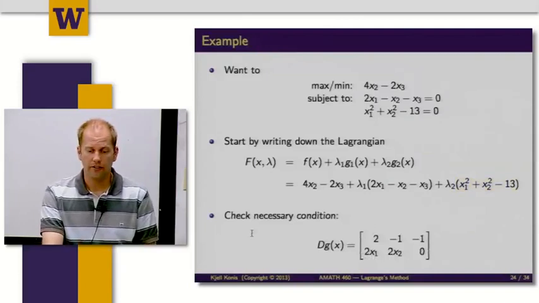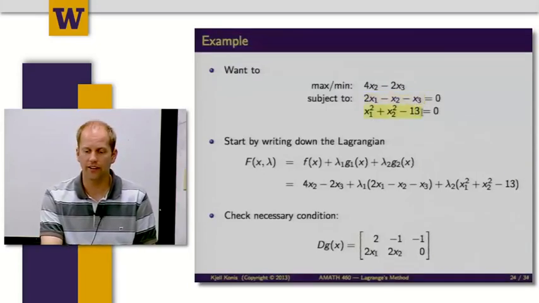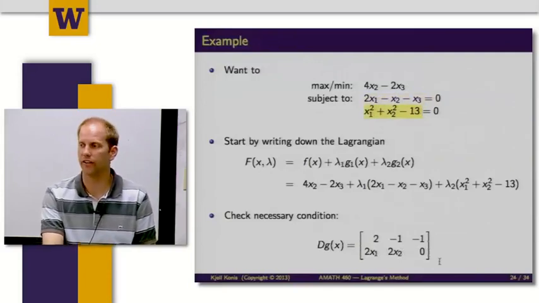And then I need to also check my necessary condition. If I look at the gradient, the gradient of the first constraint is going to be 2, minus 1, minus 1. And the gradient of the second constraint is going to be 2x1, 2x2, and 0.